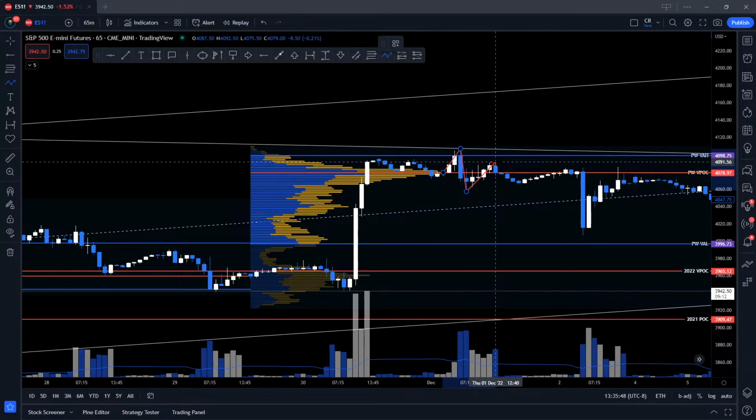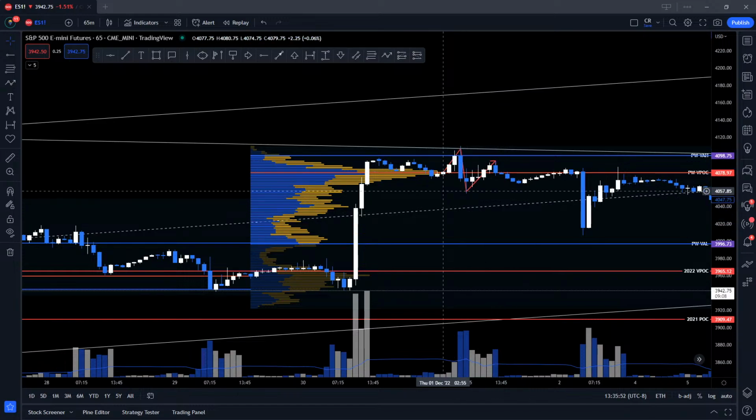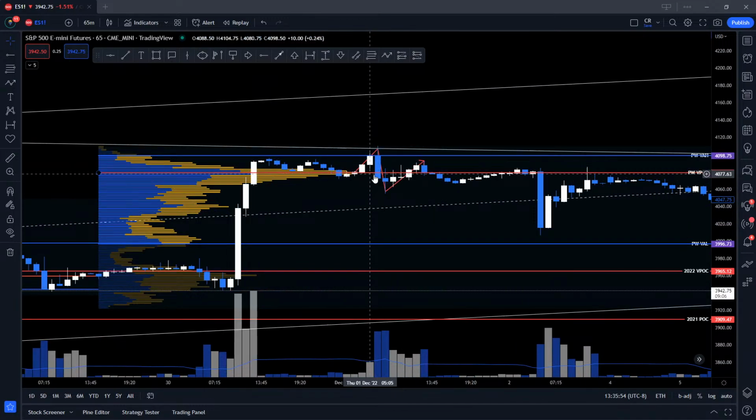and then saw some more upside. So you always want to be aware of where your POCs are, because generally it's a good place to take profit. And if it's too close to your entry, then you probably don't have a good trade.